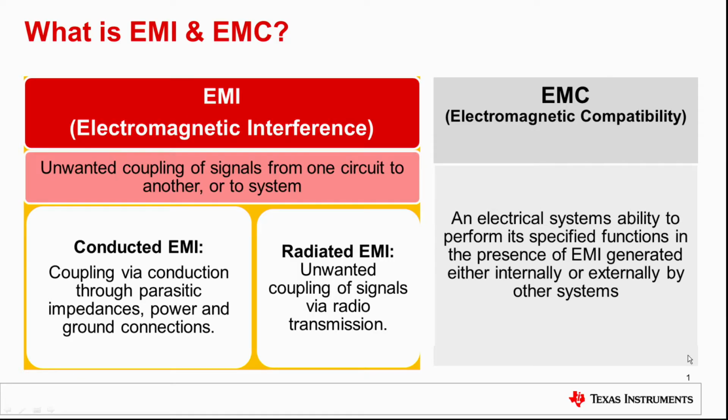So EMI has two components: conducted noise and radiated noise. Conducted noise, of course, is noise that you conduct onto a wire or other kind of system onto the susceptible part. And radiated noise is noise that you radiate onto the other component.